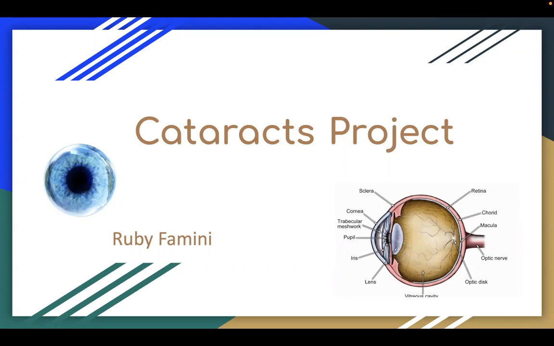On this screen, you can see that there is a diagram in the bottom right-hand corner. This is the anatomy of the eye. Cataracts form on the lens of the eye, which is located on the left side of this picture, and it's right near the iris and the pupil.